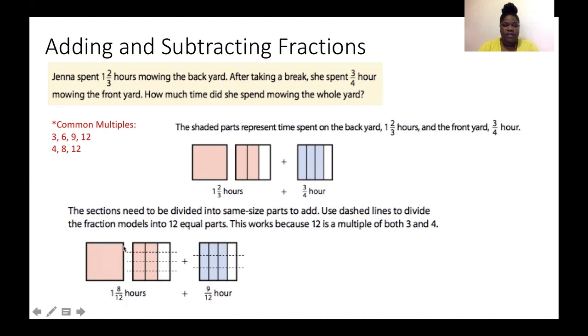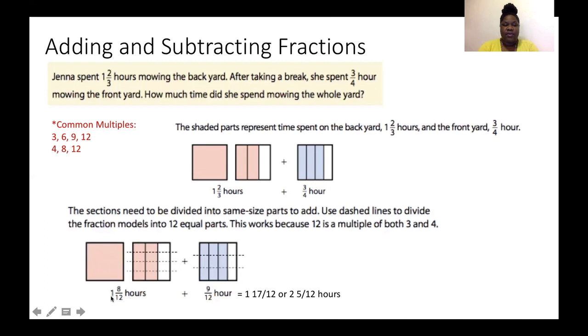model. So now I have 1 and 2/3 hours is equivalent to 1 and 8/12 hours because there are 8 pieces shaded out of a total of 12. Plus, I do 2 dash lines to divide it into 12 equal parts. So now on this side, I have 9 pieces shaded blue out of 12 total pieces in all. So I know 3/4 is equivalent to 9/12.